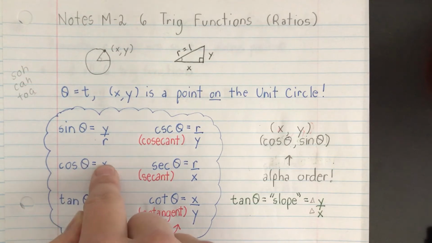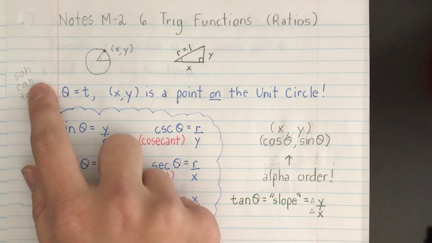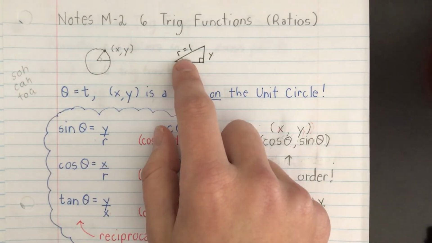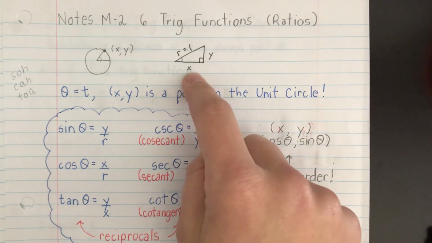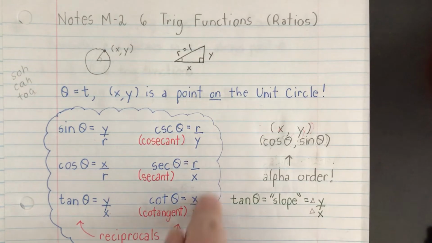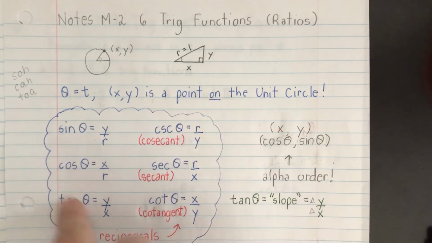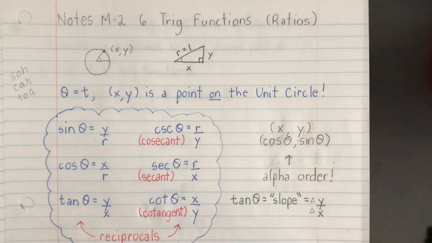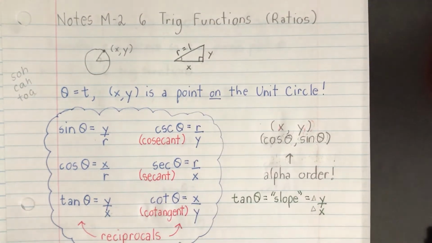Similarly, cosine of theta will always be, from the CAH in SOHCAHTOA, adjacent over hypotenuse, so x over r. We're really going to be dealing with these a lot. And again, sometimes it will be on the unit circle and sometimes it will not, so you might want to have these handy.